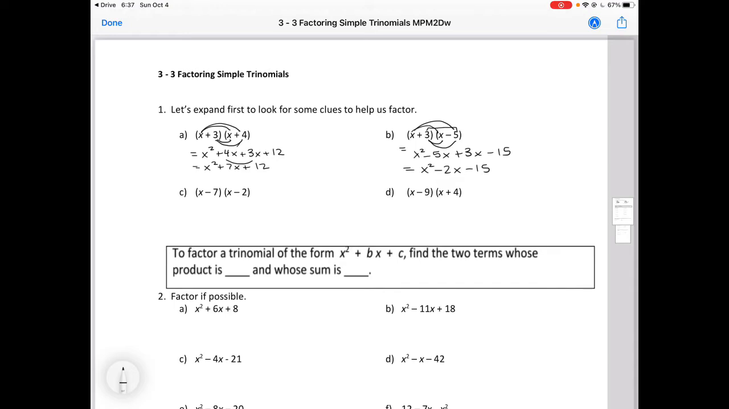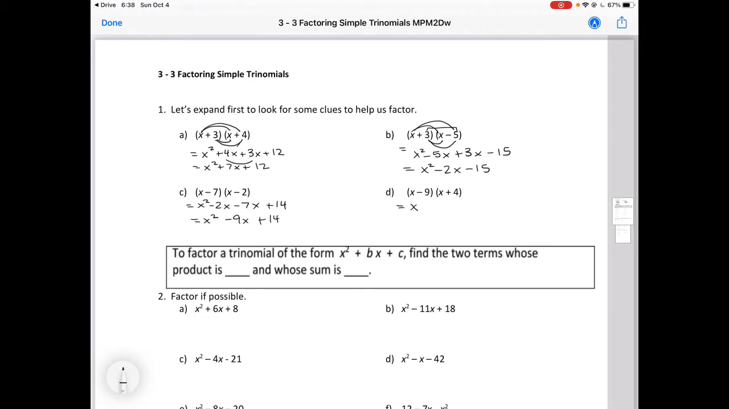Let's try another one. x squared minus 2x minus 7x, and then plus 14. Same pattern. Our middle term is the sum of our two numbers, and our last term is the product.